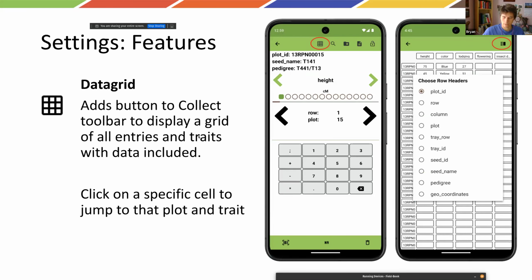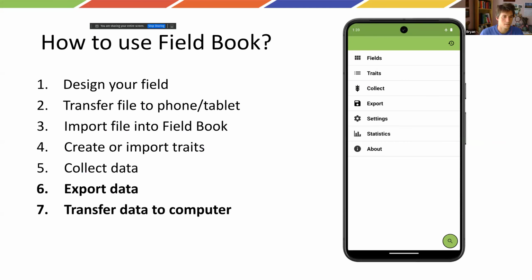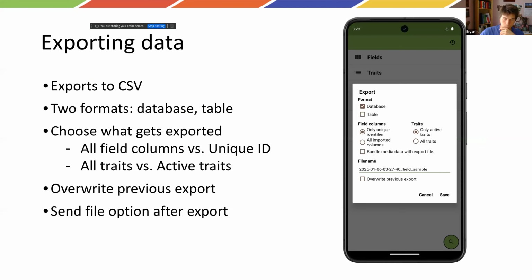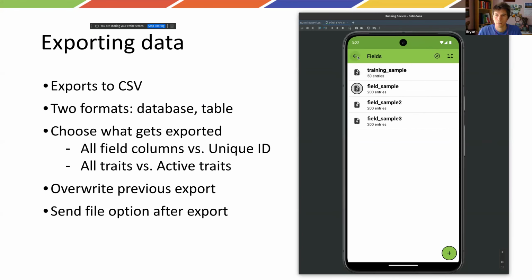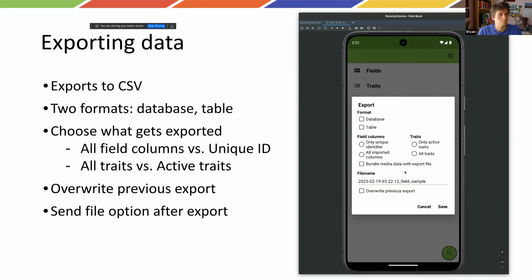Okay, right, so we took a look at some of our favorite collect features. Here's a training exercise to collect sample data if you want to practice. And finally, let's look at what you do once you have data collected. So the export process is pretty simple. You can access it either from the field detail page, or you can try to export multiple fields at once from the field screen, or as we're seeing on the main screen, there's an export option right here.